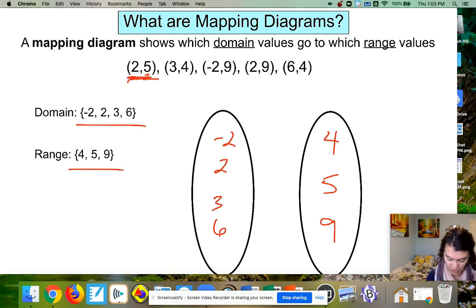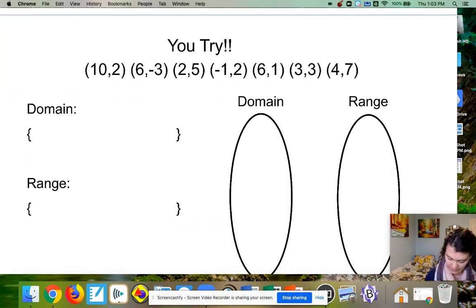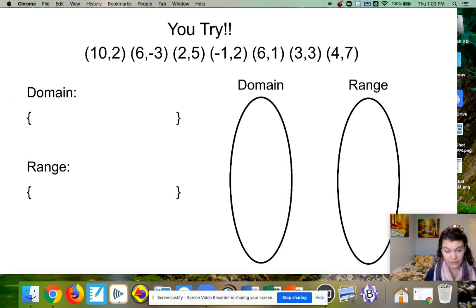So here if we have 2 going to 5, you draw an arrow from 2 to 5. And then 3 goes to 4, so an arrow from 3 to 4. -2 goes to 9, and 6 goes to 4. So this would be our mapping diagram. All right, so you try on this one. Figure out the domain and range, and then draw the diagram.